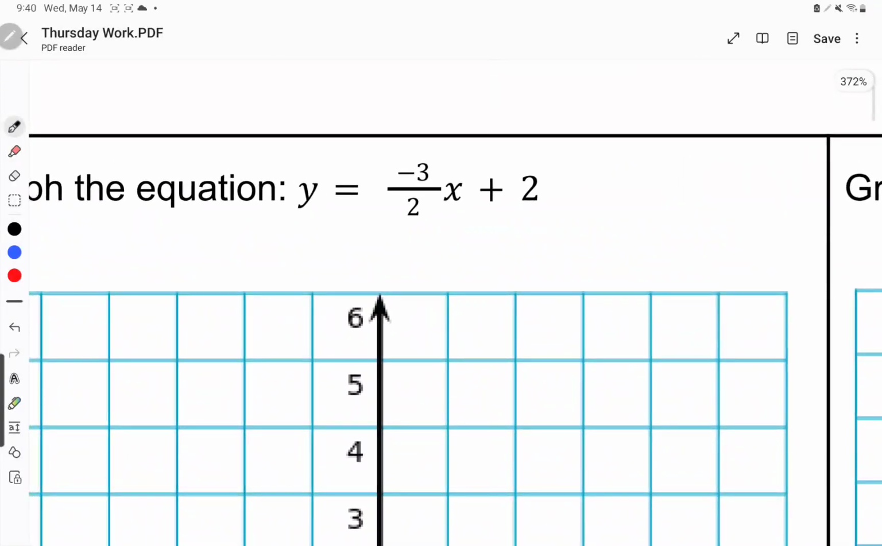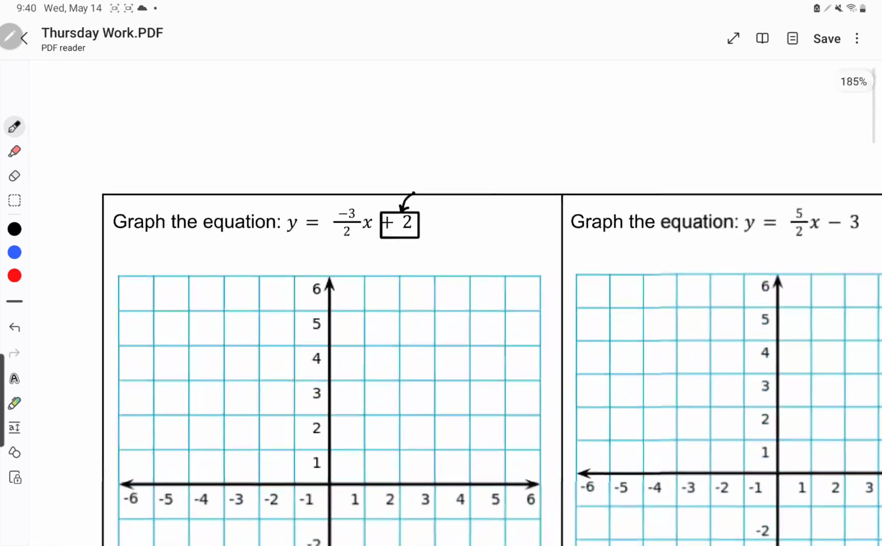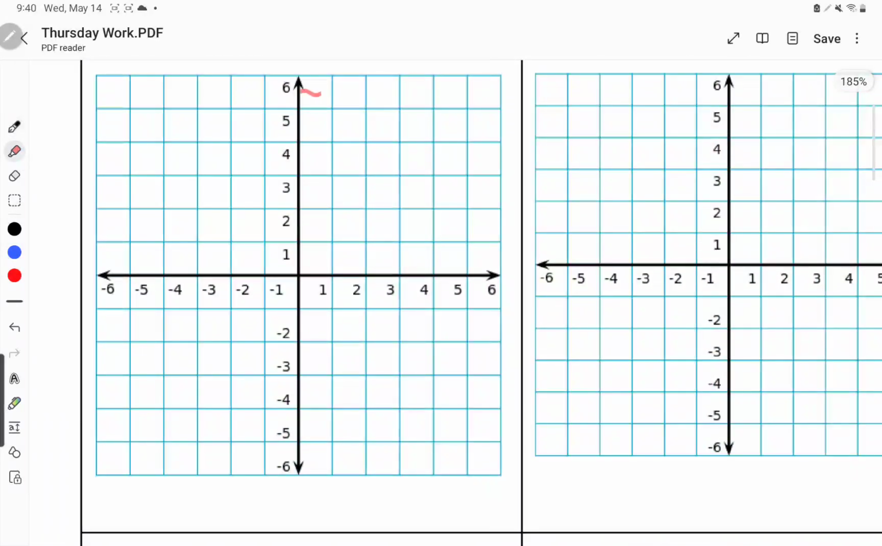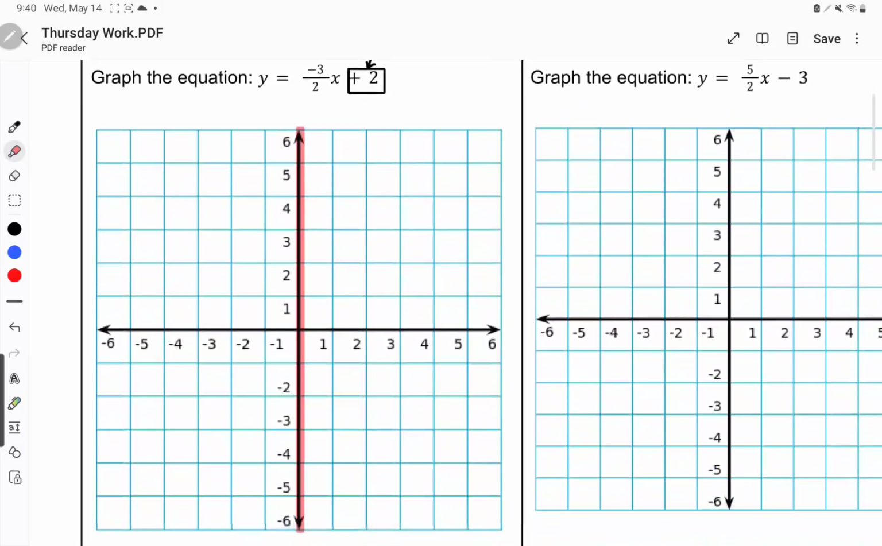So the first thing we graph is this number right here. And where do we graph that? We graph that on our y-axis. So I'm going to highlight my y-axis, and then I'm going to plot a point on that y-axis at 2.